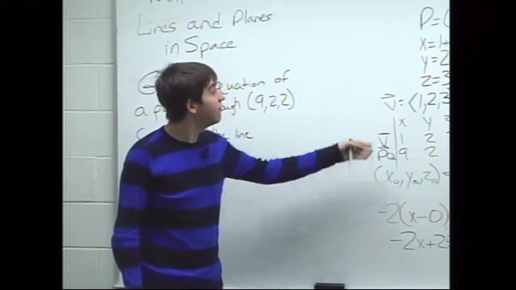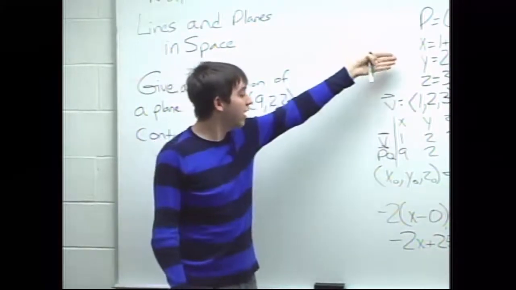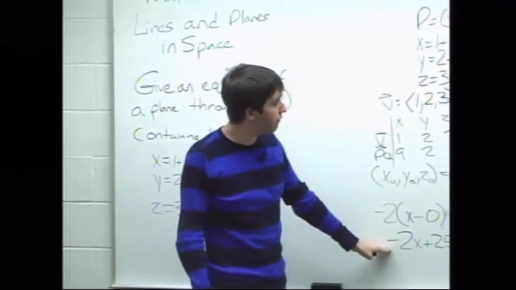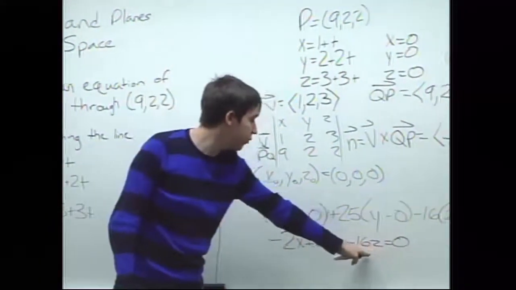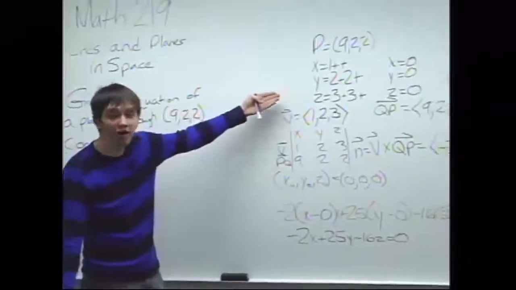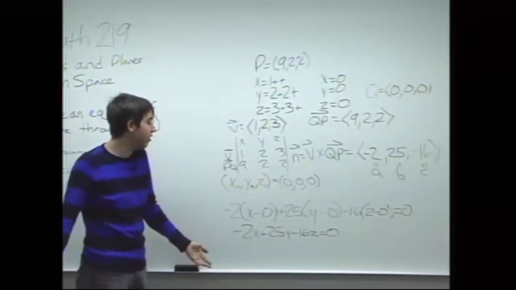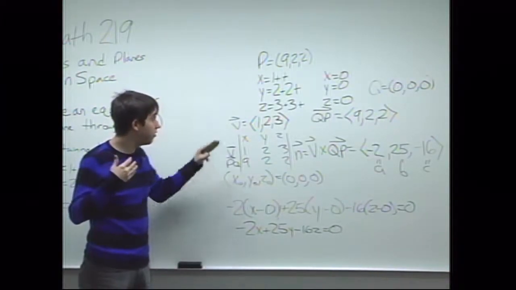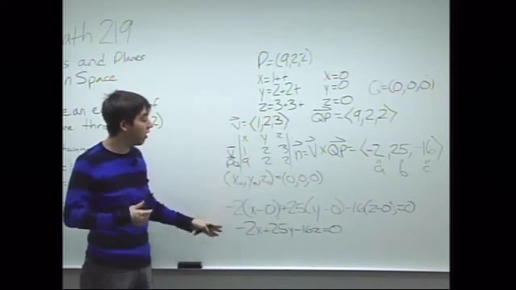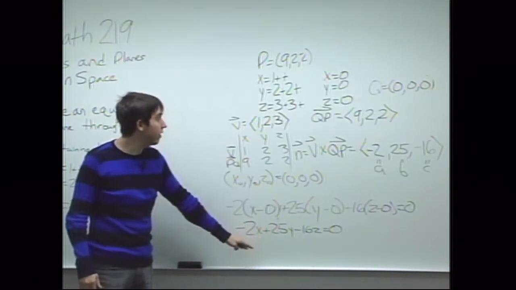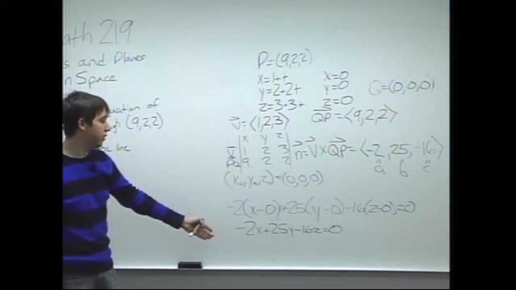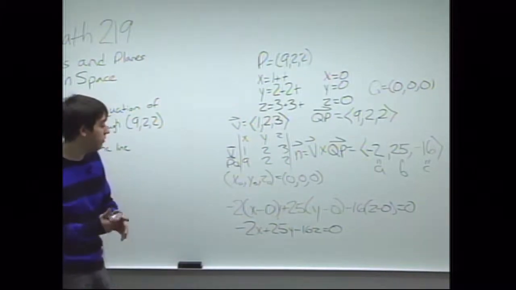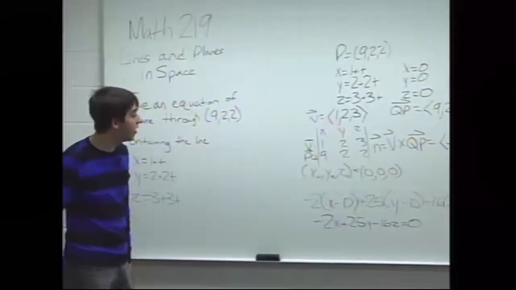If you plug x, y, and z into this equation, you'll find that it works out to be 0. No matter what value your t is, a point (x, y, z) on this line satisfies this equation. And if you plug (9, 2, 2) in, the same thing happens. So ultimately, this works out.